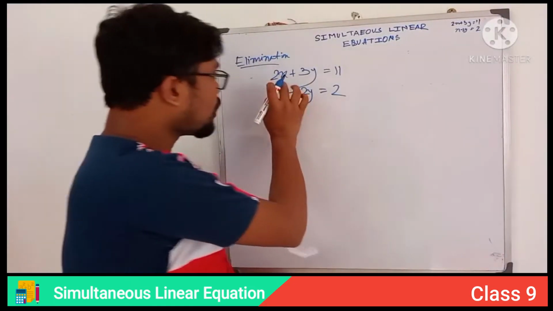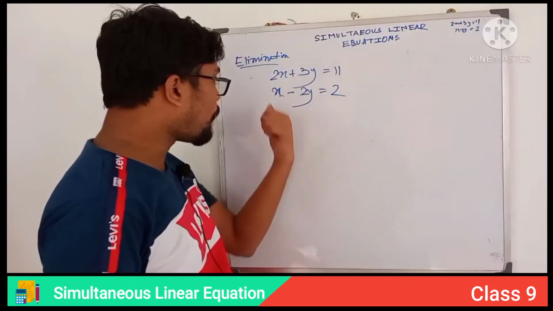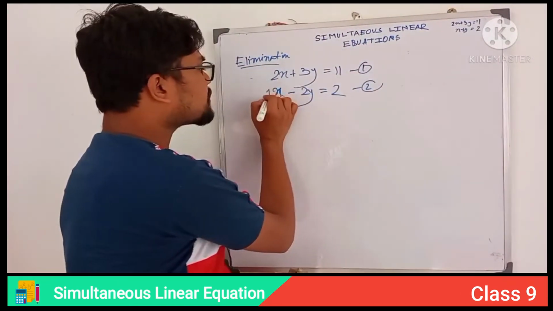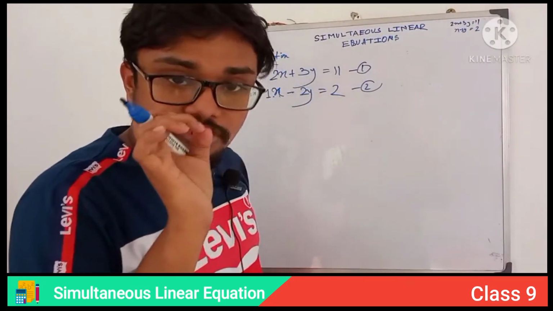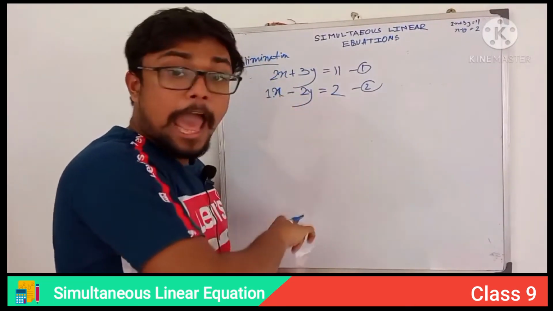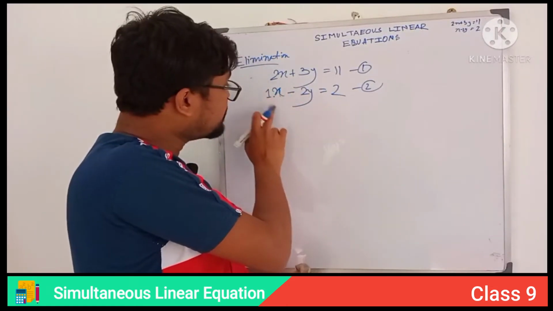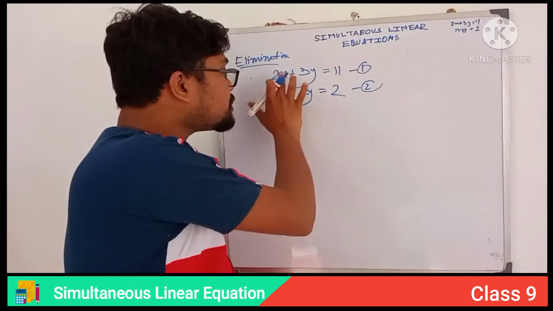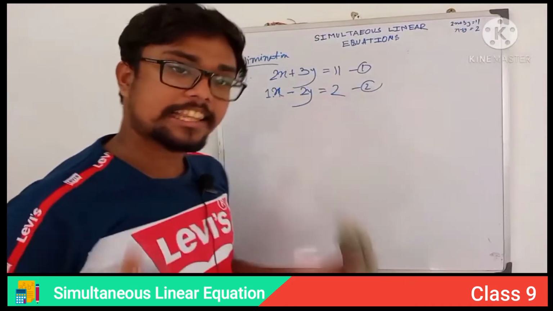Here what is the coefficient of x? 2. And what is the coefficient of x in this equation? Nothing is written, that means 1 into x, that is 1. So if we try to cut this x, then the coefficient of x should be the same, and the coefficients of the same variable should be opposite in sign. I again repeat, the coefficients of these two variables should be the same and the signs opposite to each other, then they will cancel each other.